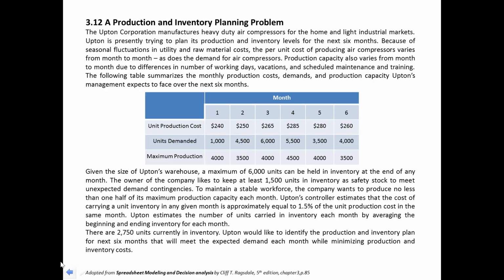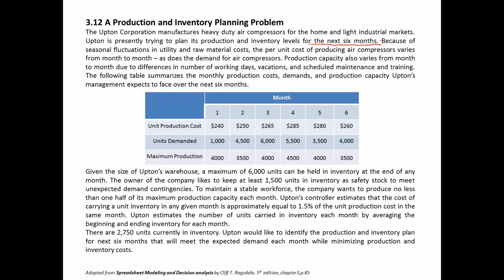Okay, do you guys finish reading? Okay, so let's read this together. So this company manufactured heavy-duty air compressors. Okay, and they're trying to plan its production for the next 6 months. Okay, so that's their planning horizon.